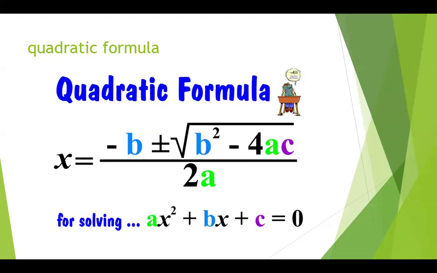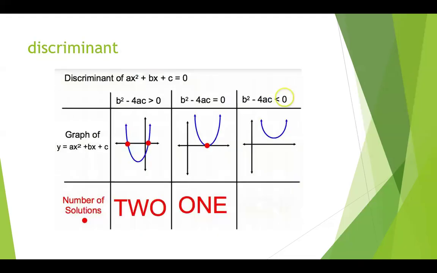Now, what we're going to be focusing on is what's underneath the square root. This right here is called our discriminant, okay? Your discriminant is the first thing that you can evaluate from the quadratic formula, and it's going to help you determine what type of solution you can have. So these are the rules for our discriminant.